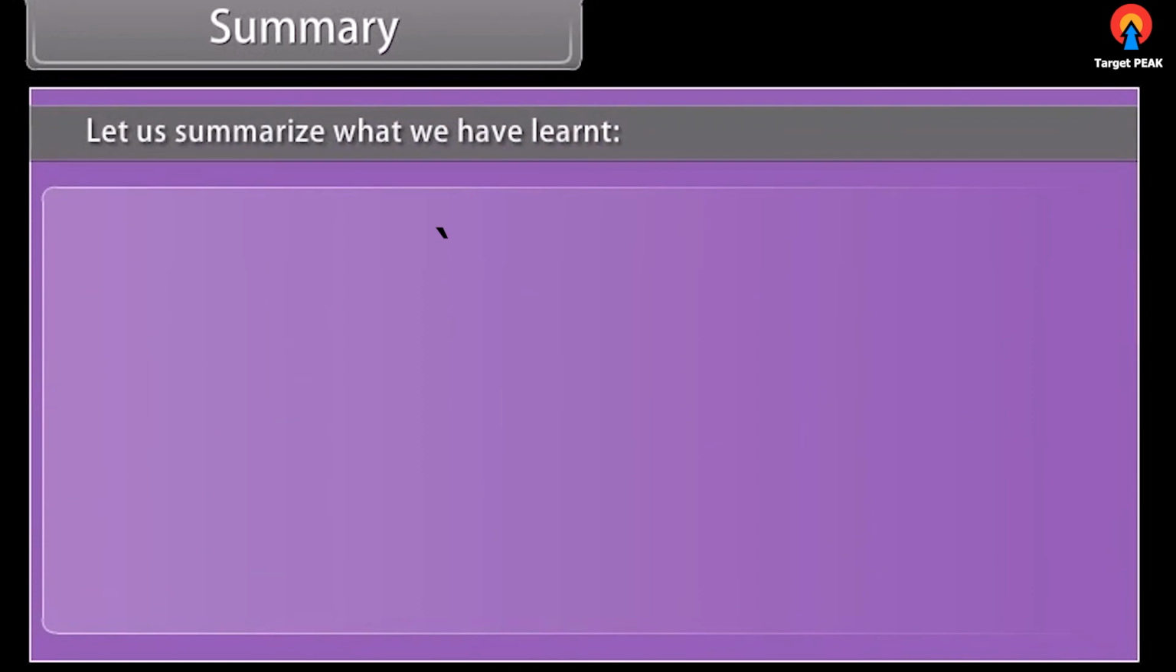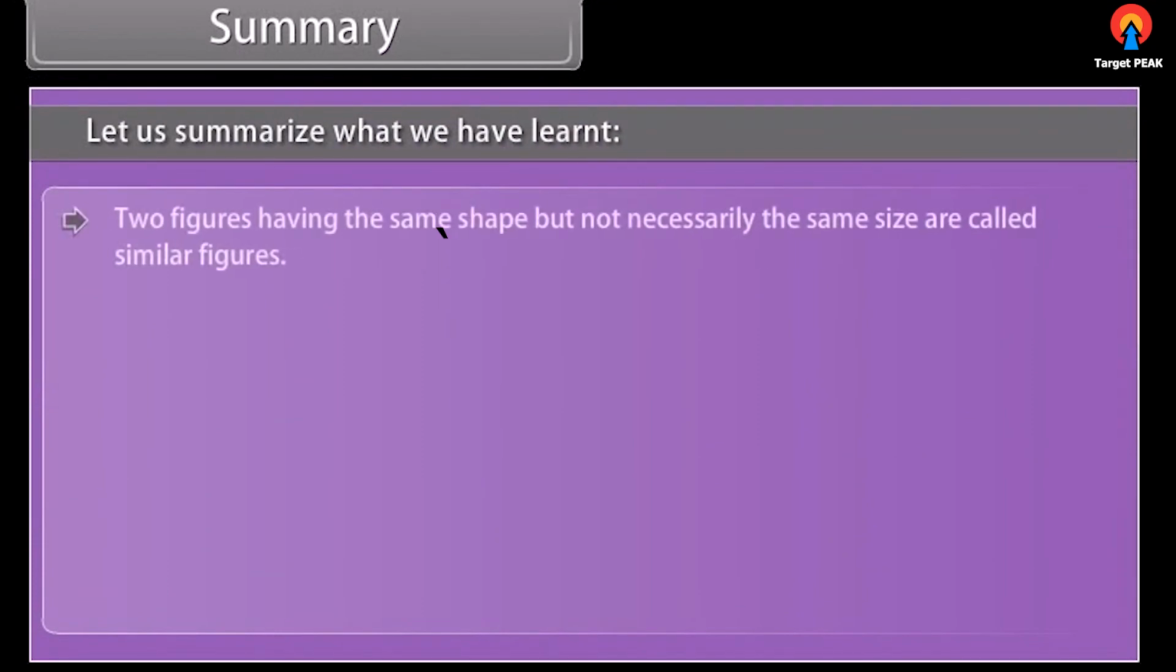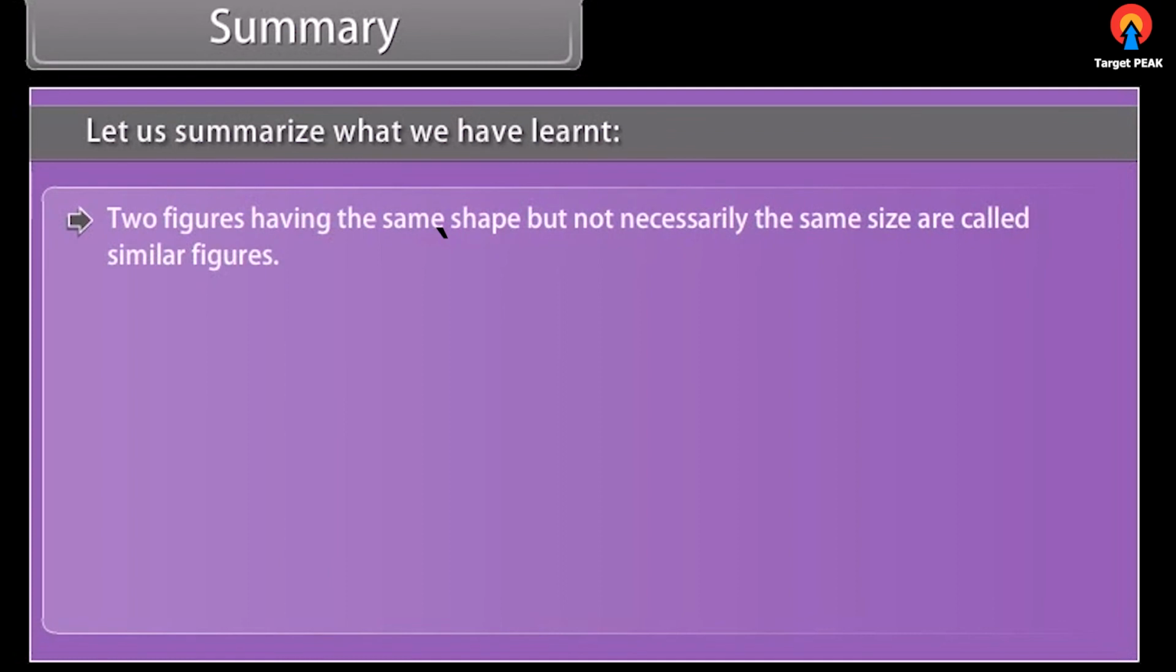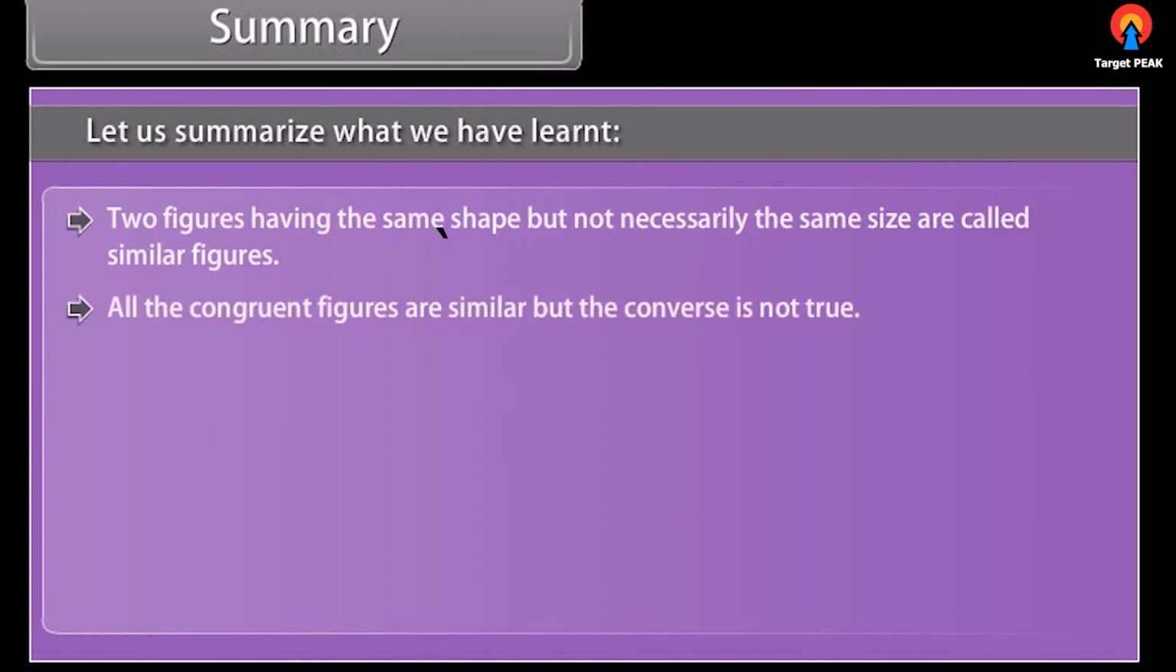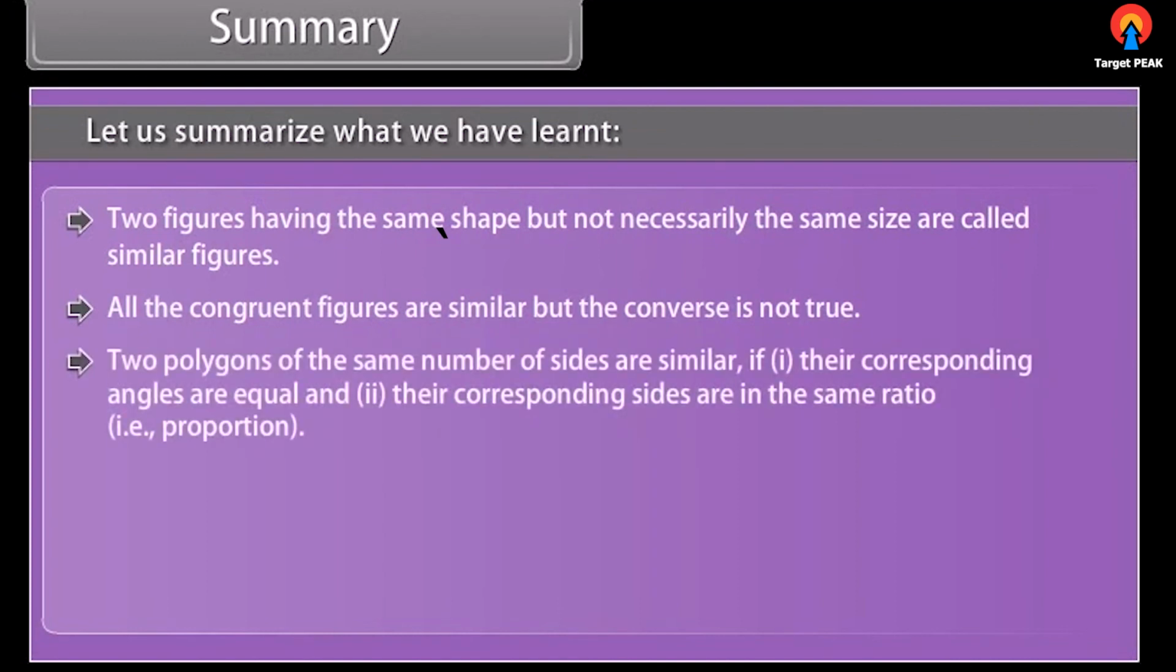Summary. Let us summarize what we have learned. Two figures having the same shape but not necessarily the same size are called similar figures. All the congruent figures are similar, but the converse is not true. Two polygons of the same number of sides are similar if 1. Their corresponding angles are equal, and 2. Their corresponding sides are in the same ratio, that is proportion.